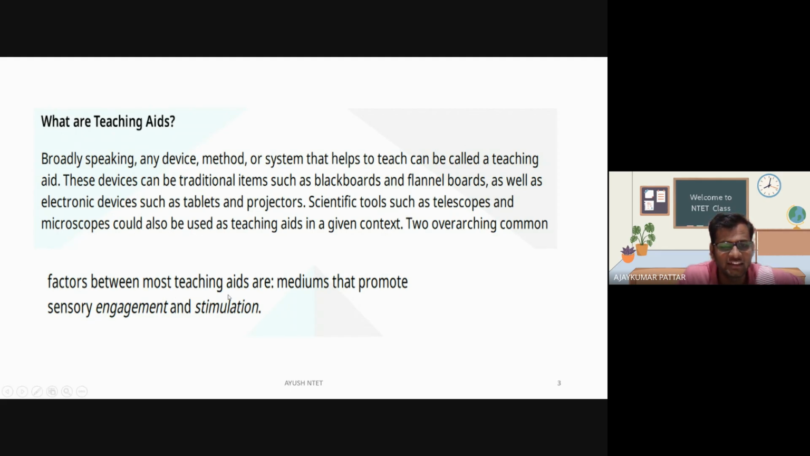So what is the important factor for these teaching aids? These promote sensory engagement and stimulation. If you use teaching aids, then they will promote sensory engagement and stimulation in the learners. They will get stimulation and they will actively participate because of this sensory engagement and stimulation. That is the concept of teaching aids.